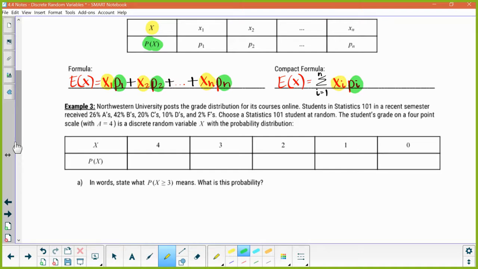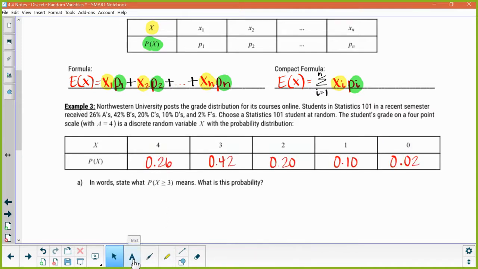So we know A is going to represent 4, therefore B is going to represent 3, C 2, D 1, F 0. So I'm just going to fill in my probability distribution table with those given percentages. Yes, we want to represent them as decimals just because it makes our life a little bit easier as we get into the multiplying.